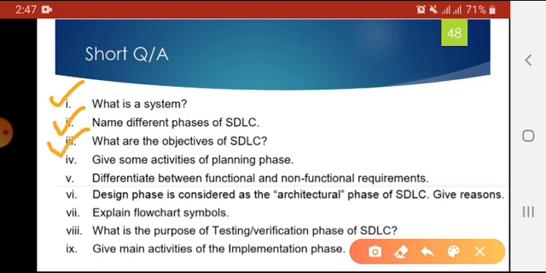The next question is about the objectives of SDLC. It is again a very direct question from your book. We already have discussed that the main objective of SDLC is to ensure high quality systems are delivered, and it provides strong management controls over the project, and we follow SDLC to maximize productivity. These are the three main basic objectives of SDLC.